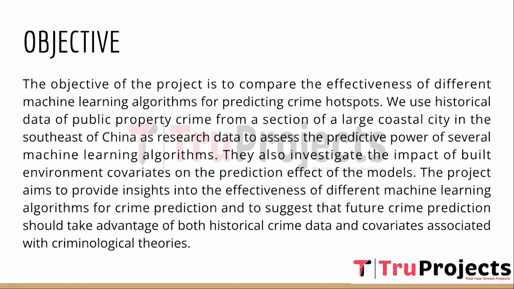The goal is to assess the effectiveness of different machine learning algorithms in crime prediction and examine the influence of built environment covariates on the predictive accuracy of these models. The project seeks to offer valuable insight into the efficacy of machine learning algorithms for crime prediction and recommends incorporating both historical crime data and covariates aligned with criminal theories in future crime prediction endeavors.